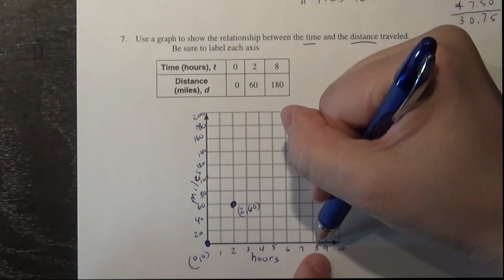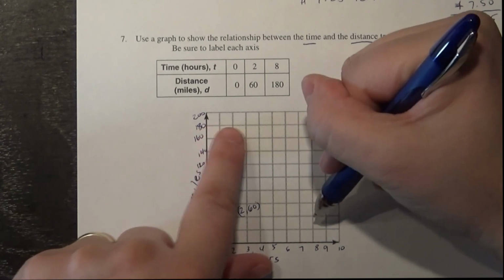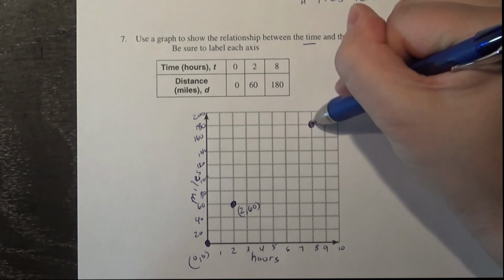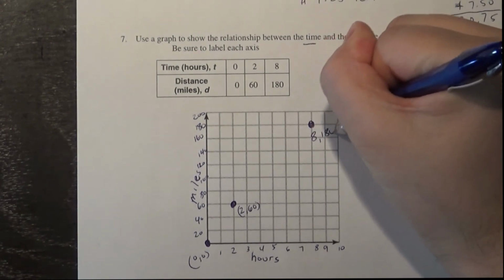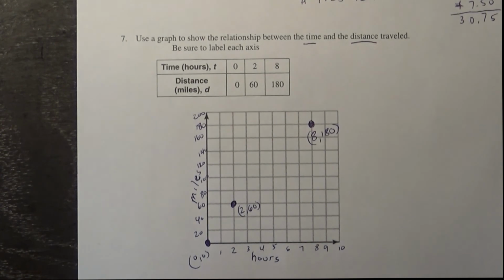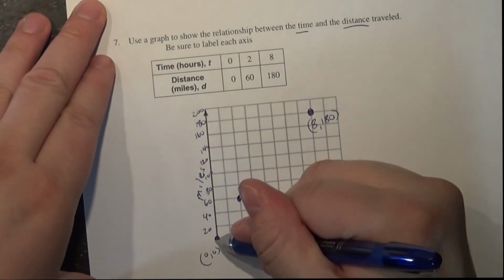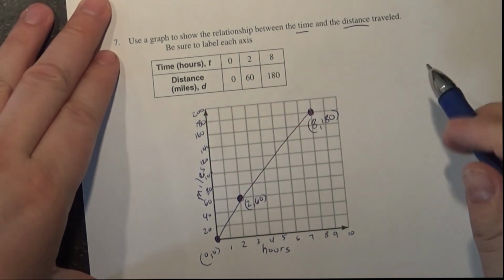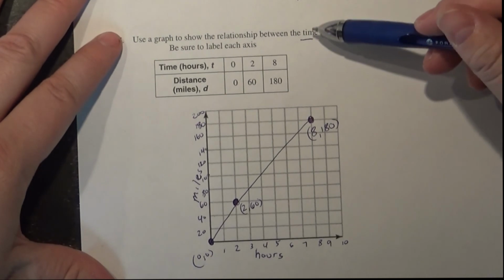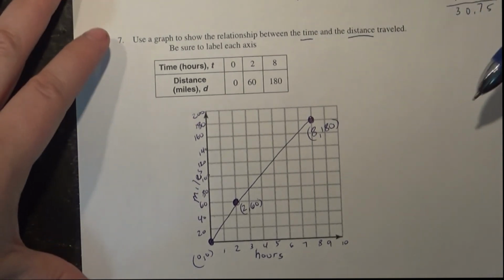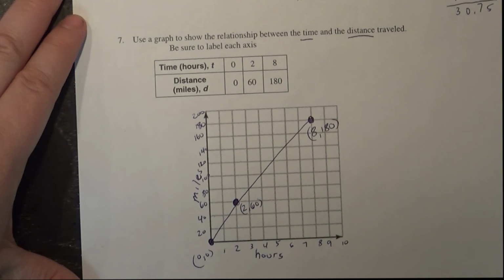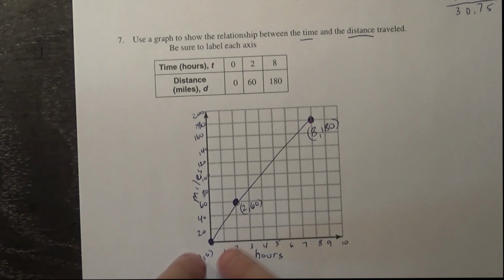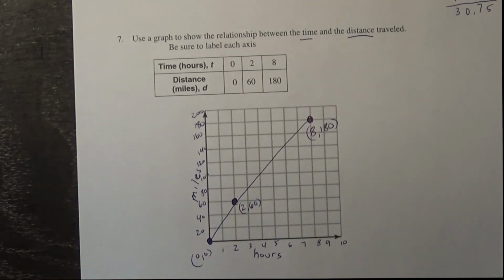So I'm going to go over 8 and then up to 180, which is actually up here. If you need to draw little lines lightly with pencil, you can do that. So that would be 8 and 180. Now the last thing I need to do is draw a straight line, or as straight as I can, between my points. So that kind of goes through there. So that's all I need to do. I'm just graphing to show the relationship. There's really not a lot of math going on here. I didn't have to add, subtract, multiply, or divide. I just had to label things correctly, plot out my points correctly, and then draw the line to connect the dots. And that is number 7.